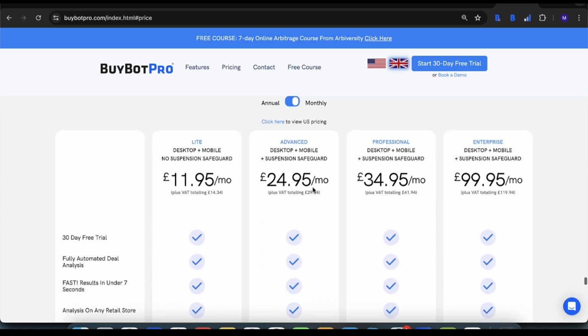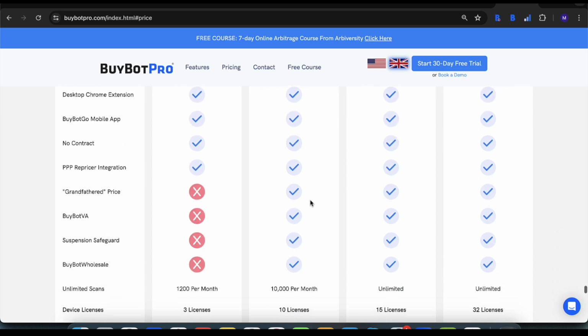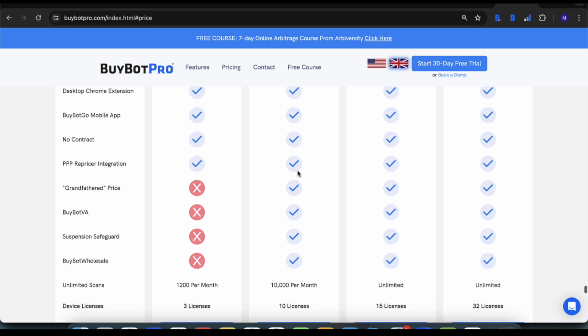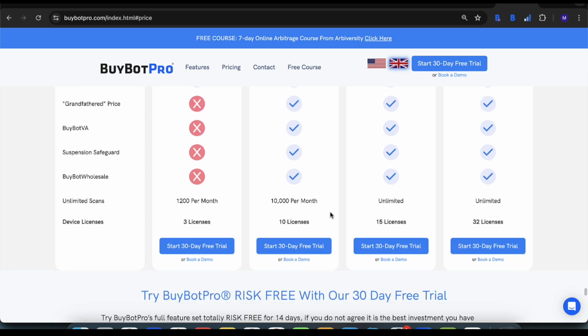And that is $24.95 plus VAT, so about £30. But obviously you get more within that. You get the wholesale features, suspension safeguard, virtual assistant functionalities. You're grandfathered into the price.